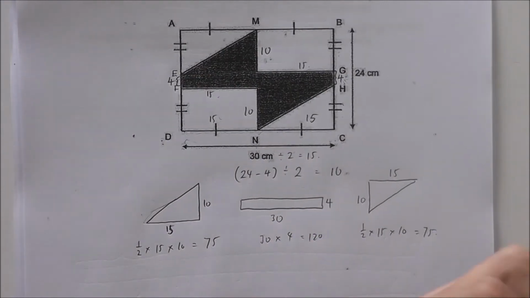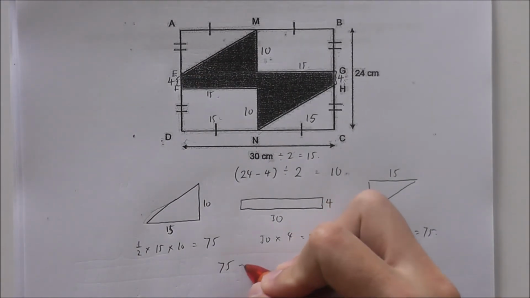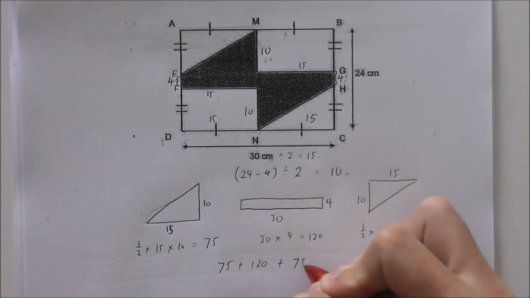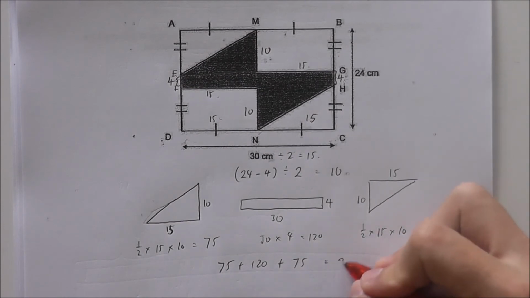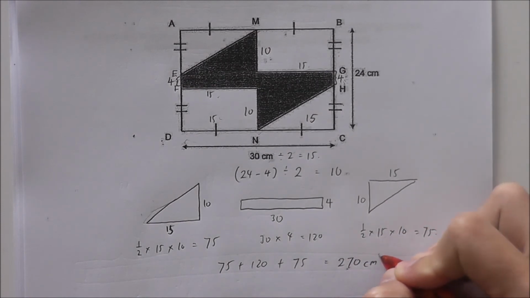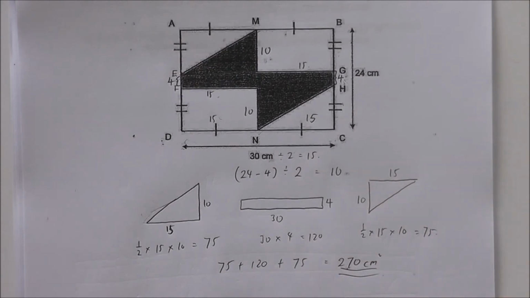So we just add up the 3. So 75 plus 120 plus 75. Altogether I have 270 square centimeter. Okay, that's the answer.